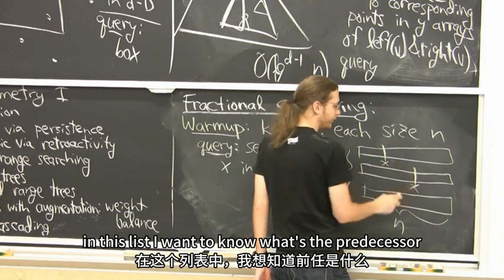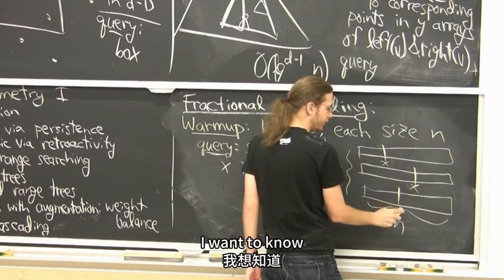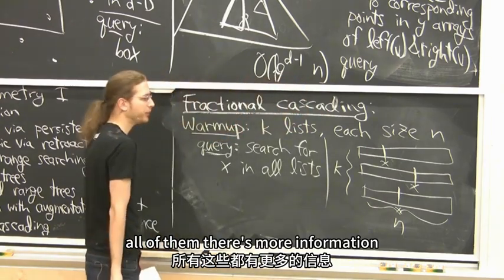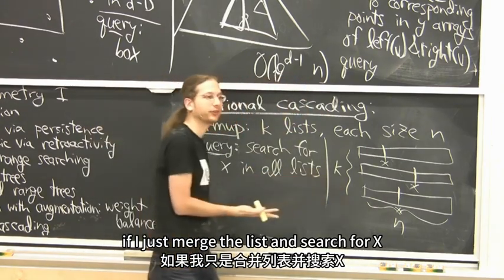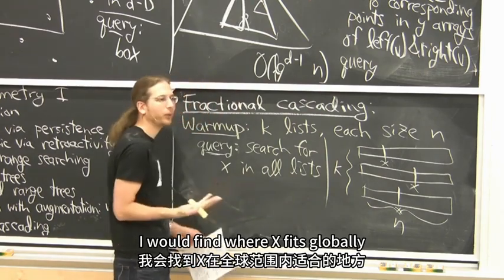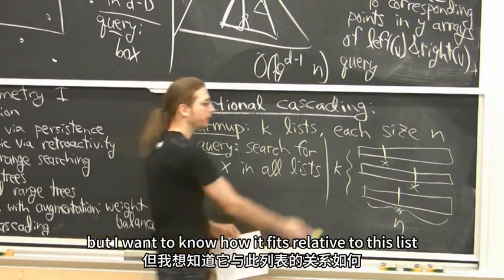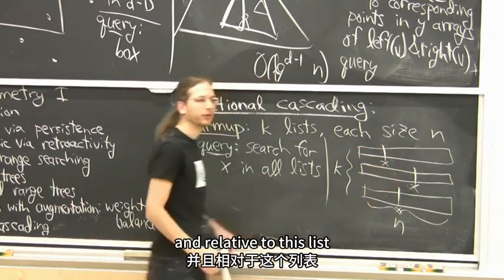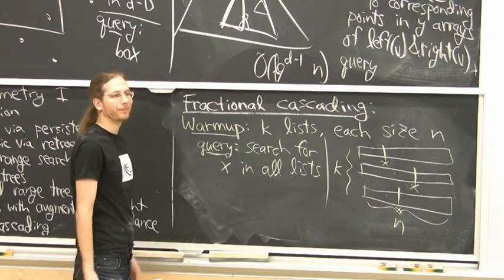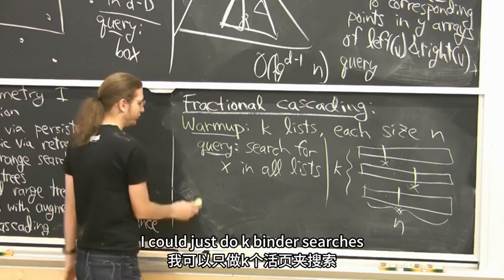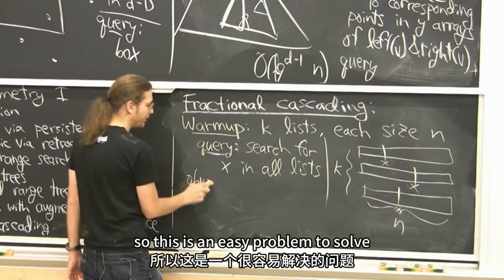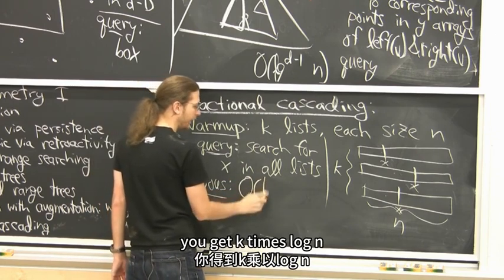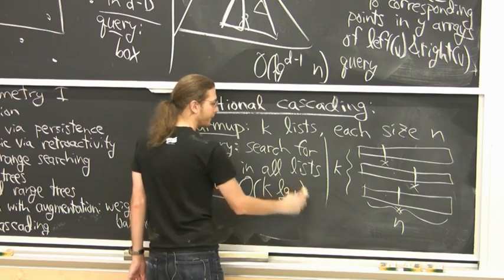I want to know the predecessor and successor in this list, and in this list. All of them. If I just merge the lists and search for x, I would find where x fits globally. But I want to know how it fits relative to this list, and this list, and this list. How do I do it? I could just do k binary searches. So this is an easy problem to solve. You get k times log n.